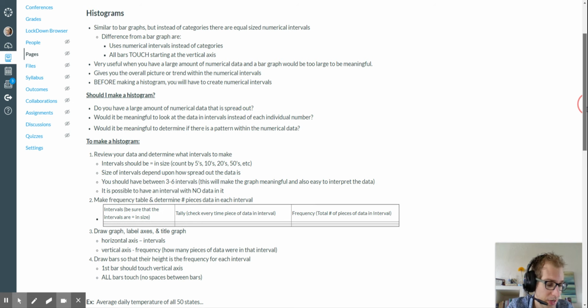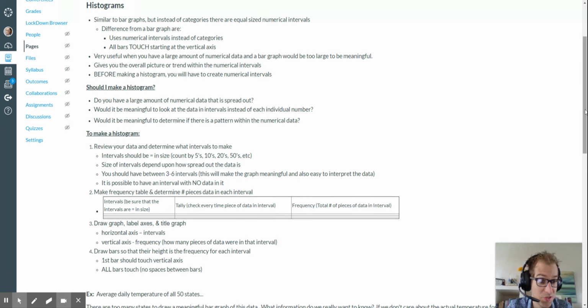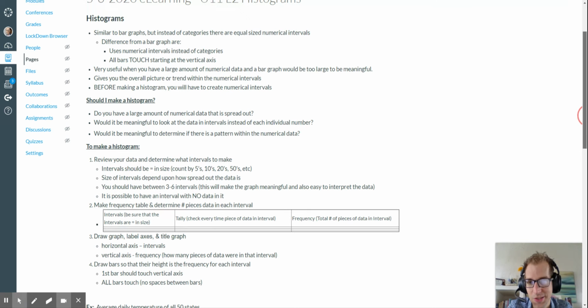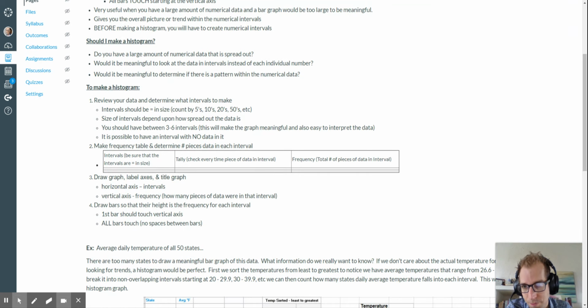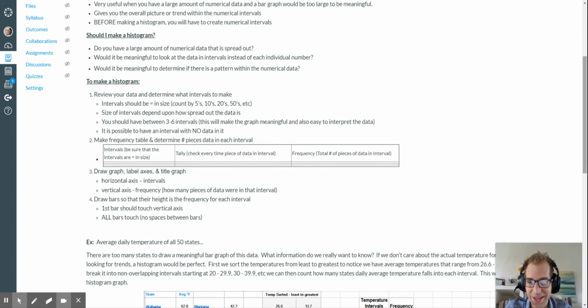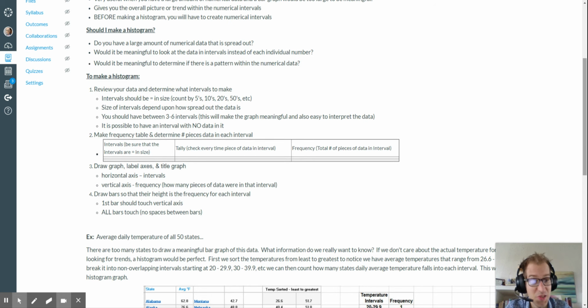So once again, it might be something where you see, wow, there are a lot of students that score between an 80 and a 90 versus maybe a 60 and a 70 on this quiz. All right, so to make a histogram, review your data and determine what intervals would make sense. Once again, they should be equal in size, but they could be by 5s, by 10s, by 20s, by 50s. It just depends. It's almost a matter of preference a little bit. There's not necessarily one right answer, but there are definitely some that give you a better graphical and visual display than others.